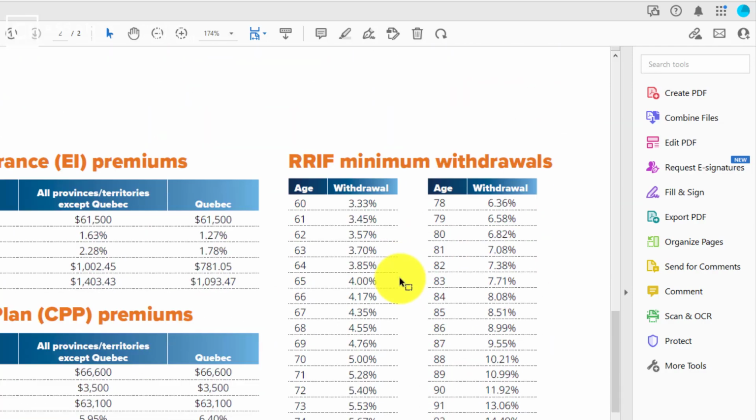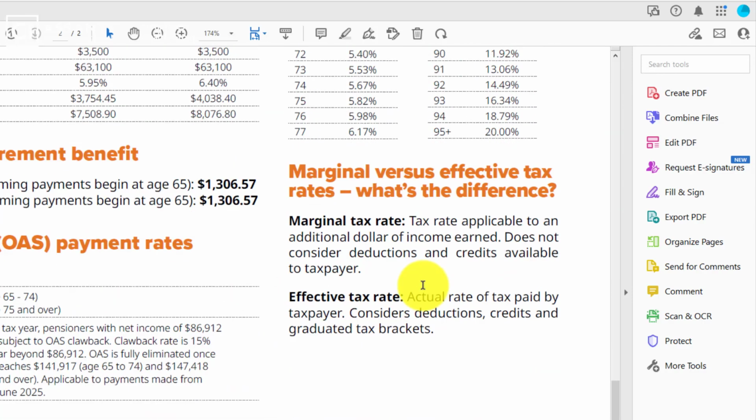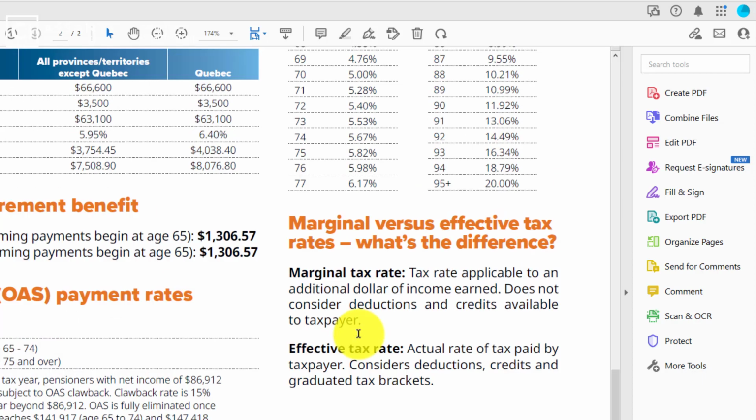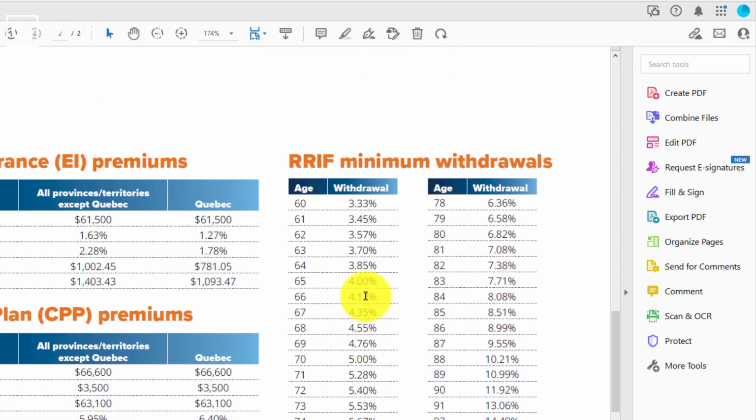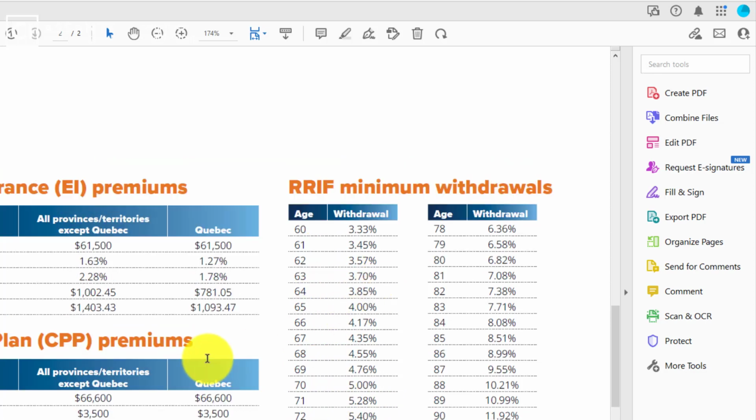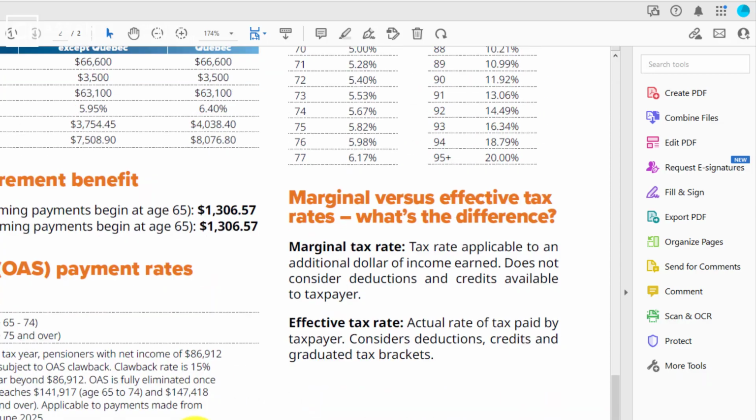If we look at effective rate, it's really giving you an average rate. So it's the actual rate of tax paid by the taxpayer, and it considers deductions, credits, and graduated tax brackets. Essentially, take your total tax payable divided by your total income. That essentially gives you your effective rate. And then for those of you that have a RIF account set up, if you're age 60, the required withdrawal minimum is 3.33%. If you're setting it up for the first time at age 72, it's 5.4%, and if you're 65, it's 4%. So that's outlined in this particular little worksheet.